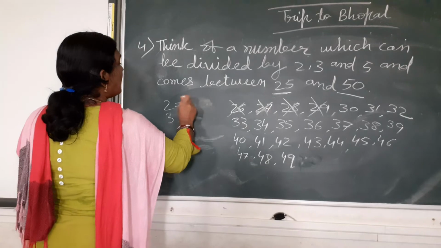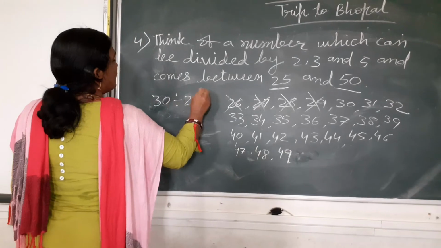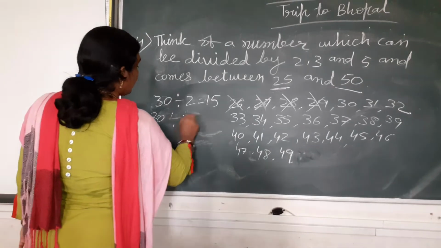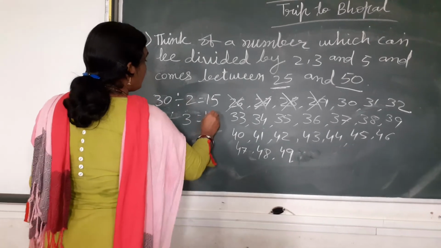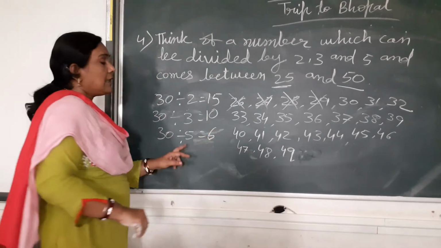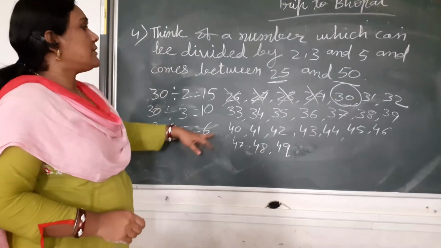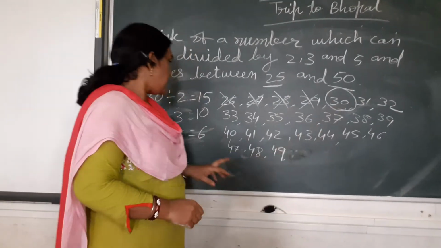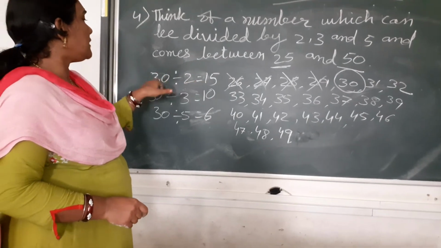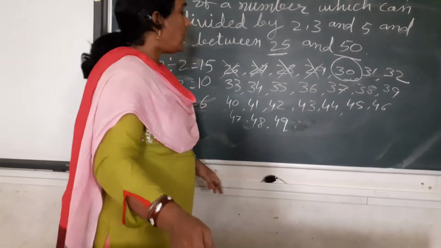Let us check 30 in the 2 table. 30 divided by 2: 2 15s are 30. Now 30 divided by 3: 3 10s are 30. Now 30 divided by 5: 5 6s are 30. This is your correct answer: 30 is divisible by all 3. Other numbers will definitely not come.